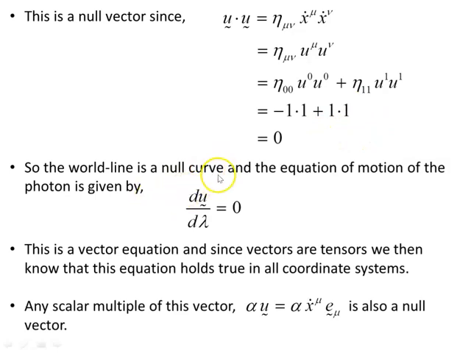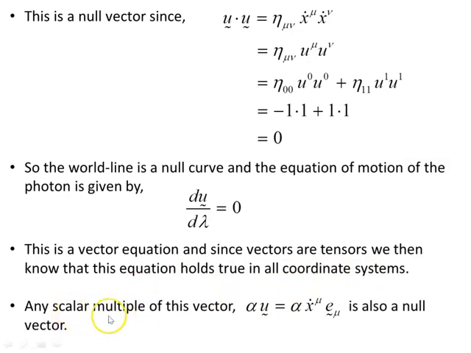So the world line is a null curve, because a null curve will have as its tangent a null vector. And the equation of motion of the photons is given by du/dλ = 0. You can see that u is a constant vector. If we differentiate with respect to λ, the total derivative, it's 0. Now, this is a vector equation, and since vectors are tensors, we know that this equation holds true in all coordinate systems.